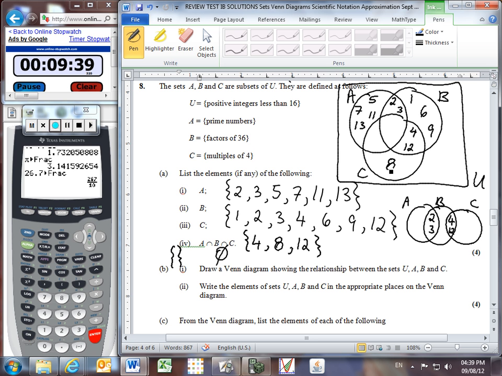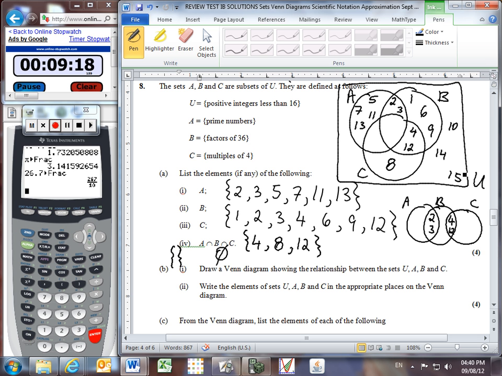And in order for me to finish, I need to think about any other positive integers less than 16, which do belong to my universal set, but I haven't yet drawn. I've already got 1, 2, 3, 4, 5, 6, 7, 8, 9 in this diagram, but I haven't yet put 10. 11, 12, 13 are there, 14 is missing, and 15 was missing.